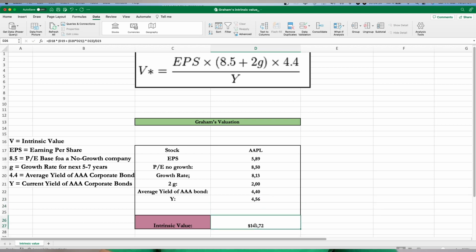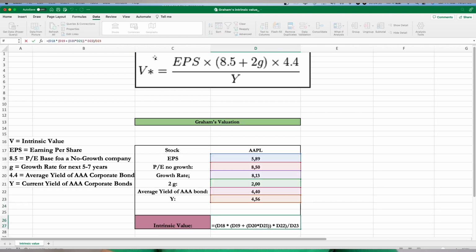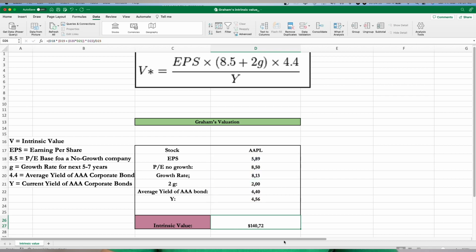So here I have used the whole formula. For EPS, we have taken this D18 cell, we multiply it with this, and D19, then we use the similar formula. You can put this into Excel and you will get the intrinsic value of a company. So according to the Graham valuation, the stock price of the Apple share currently should be sitting at around 140.